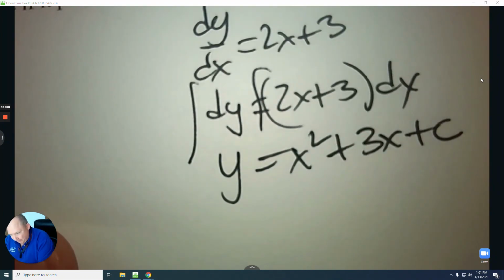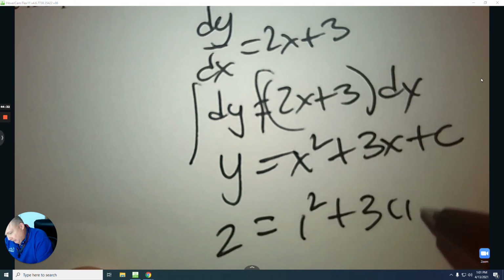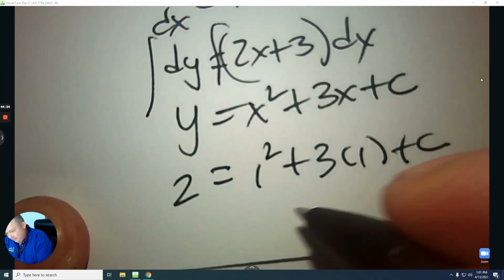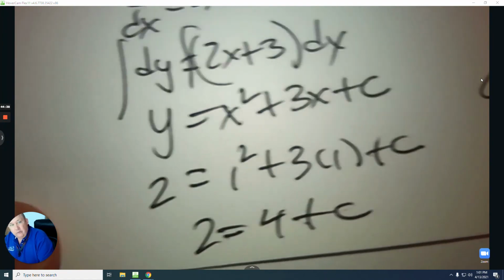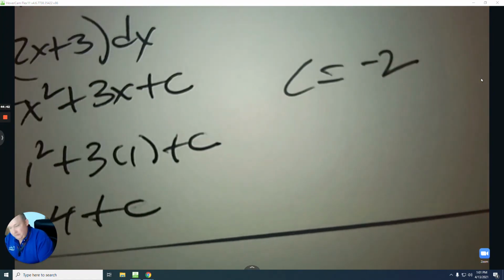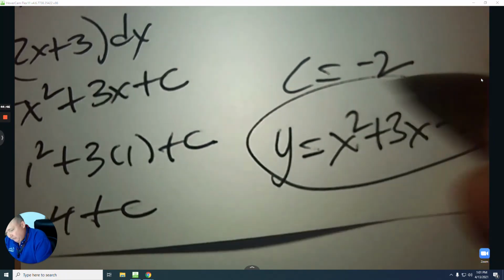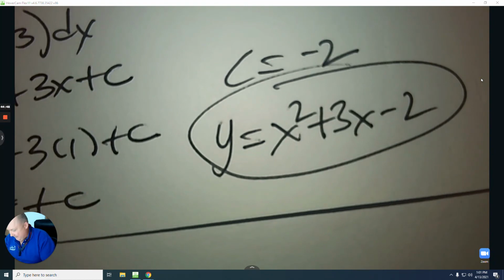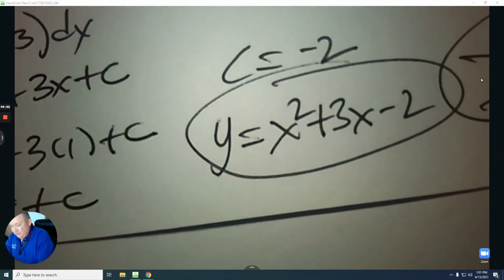They give you a point (1, 2). So the y value is 2, the x value is 1, and then you solve it. So that's 1 plus 3, take away 4. So c is equal to negative 2. And then if you put it all together, it's y equals x squared plus 3x minus 2. And that's it. The answer to that, if you look and turn the page, is D.